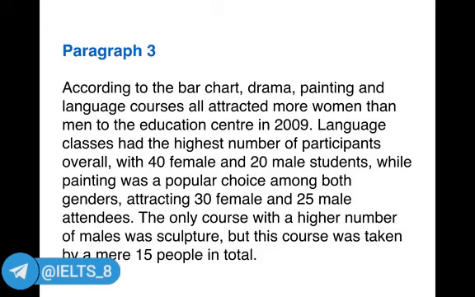Let's analyse that paragraph a little bit, see what I've put in there. First, notice it's all about the bar chart. As I said, I've introduced that at the beginning by saying according to the bar chart. Then I've mentioned drama, painting, language and sculpture. All 4 courses are mentioned. Then, more women than men, both genders. I've mentioned and compared both genders, men and women. That's important, of course. It's all about comparing.